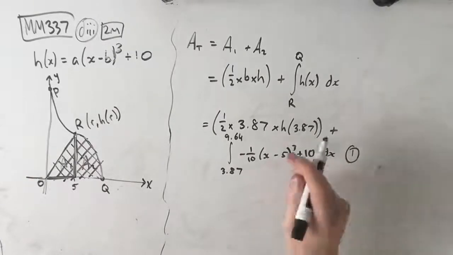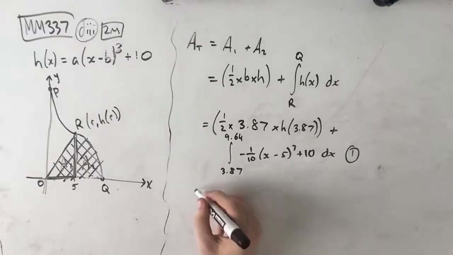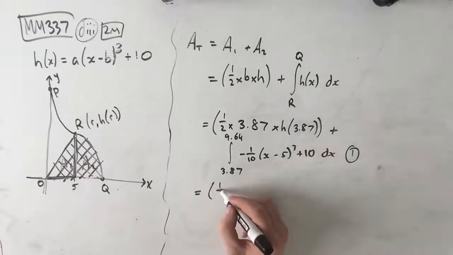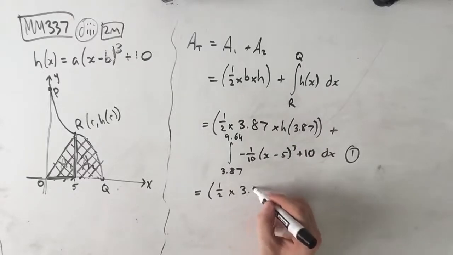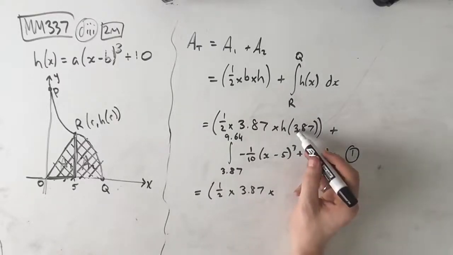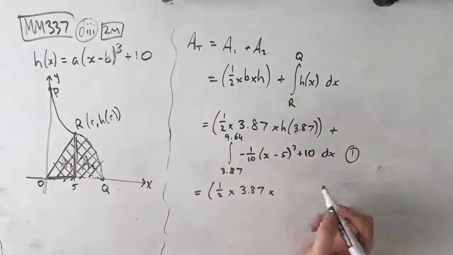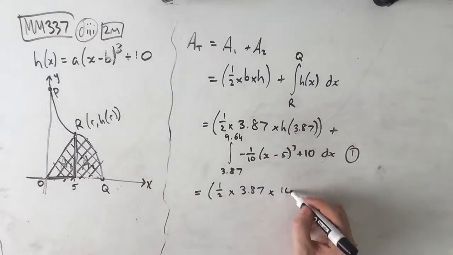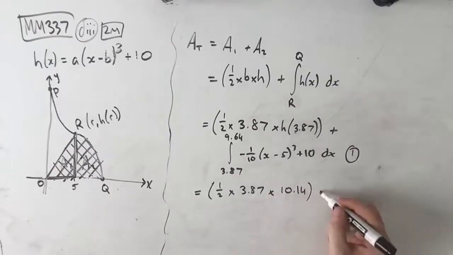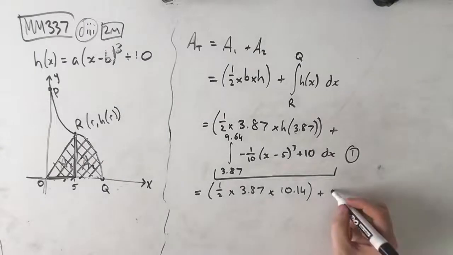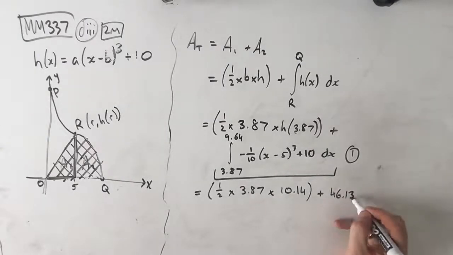This is our first mark. So getting all this down there is good. Then we can start simplifying this. We get 1/2 times 3.87 times h of 3.87. If we sub x equals 3.87 into here, we get 10.14. And then if we evaluate the integral on our CAS, we get 46.13.